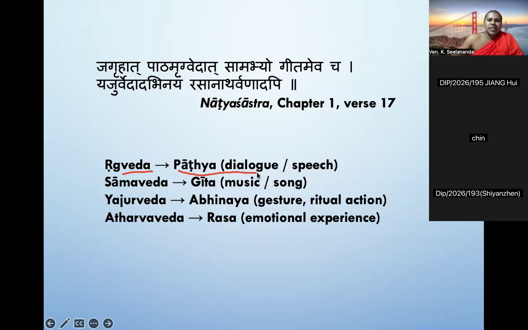For the composition of the drama, the dialogue or speech is taken from the Rig Veda. Jagruhat Patam Mrugvedat Samabhyo Gita Mevacha. Gita Mevacha, music, songs. Music or songs are taken from the Samaveda, Samabhyo, Samaveda. Yajurveda Abhine. Abhine means gesture or ritual actions. Abhine is taken from the Yajurveda.